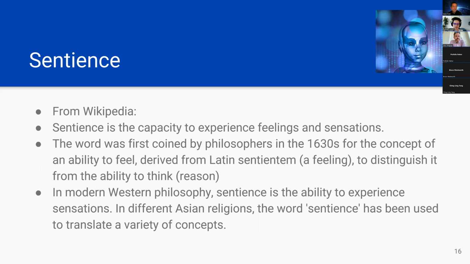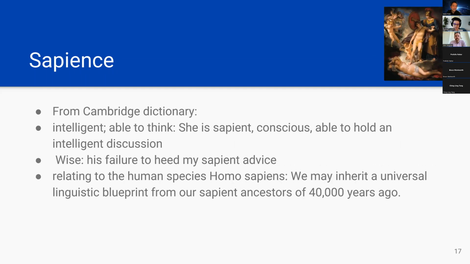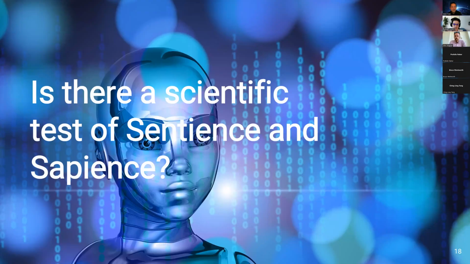Okay, so briefly on sentience: the capacity to experience feelings and sensations. Next page, Raphaël. So sapiens, maybe it's a fancy way to say intelligent, right? It's just from the Latin. Some sapient beings are conscious and able to hold an intelligent discussion. Okay, next page.